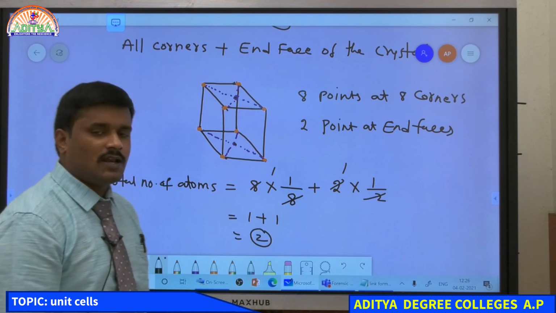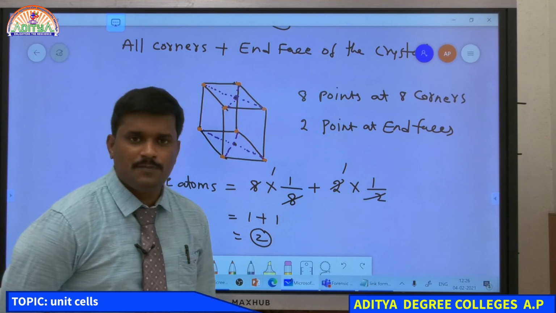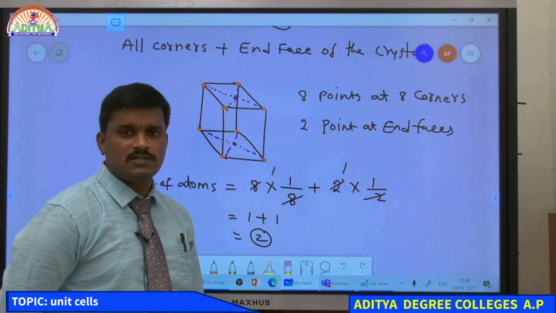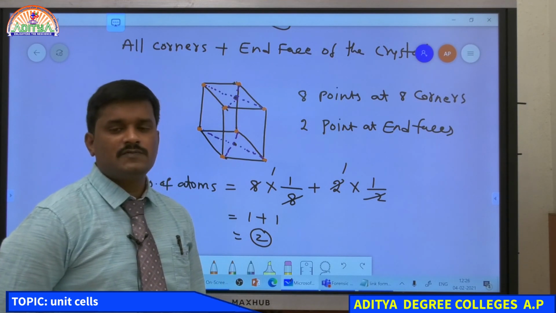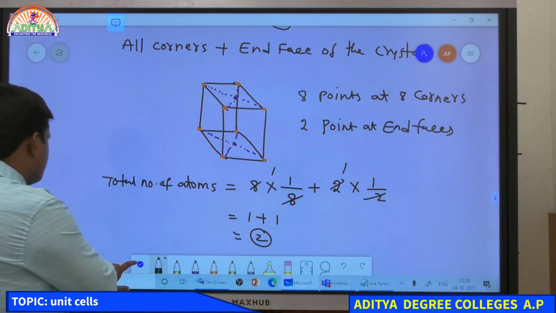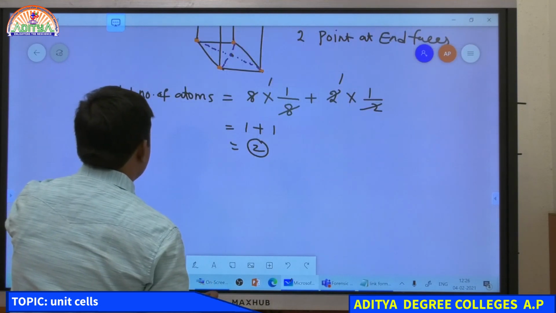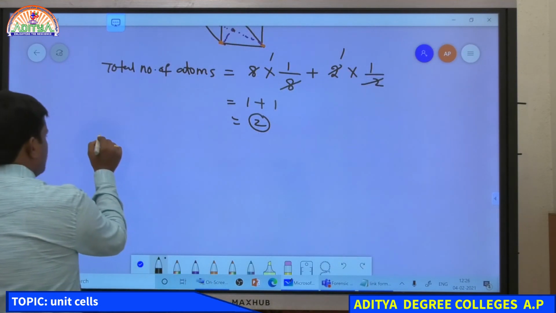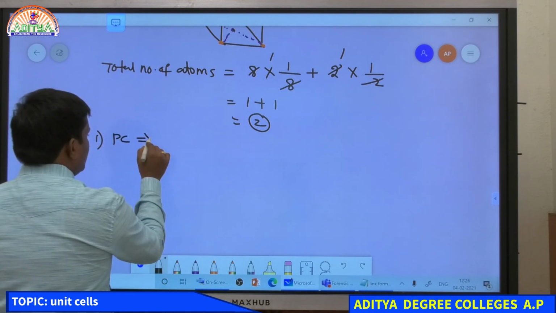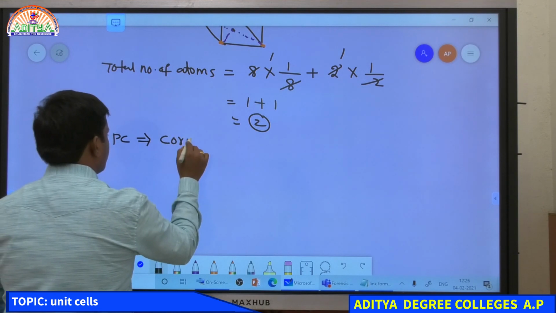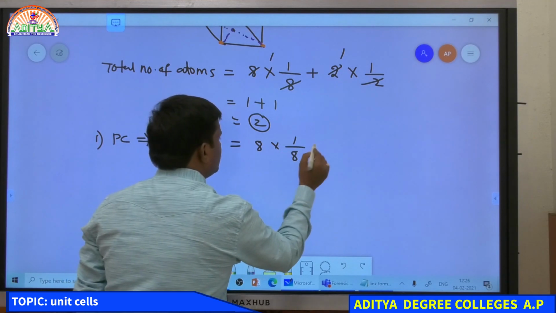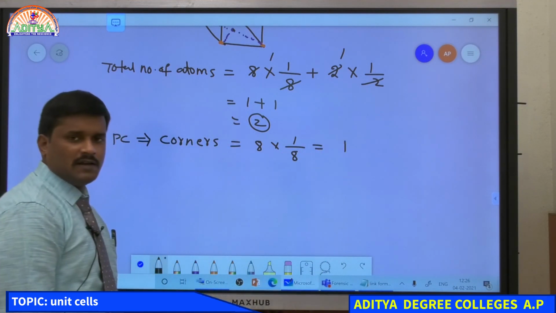So this is all about the classification of unit cells based on the number of points present in the unit cell. So the first one is simple cubic, second one FCC, third one BCC, and fourth one EFC. Also here, the final conclusion for the unit cell. So the first one is PC. In the case of PC, points are present only at corners. So 8 points, but the contribution is 1 by 8. Therefore the total number of atoms is equal to 1.